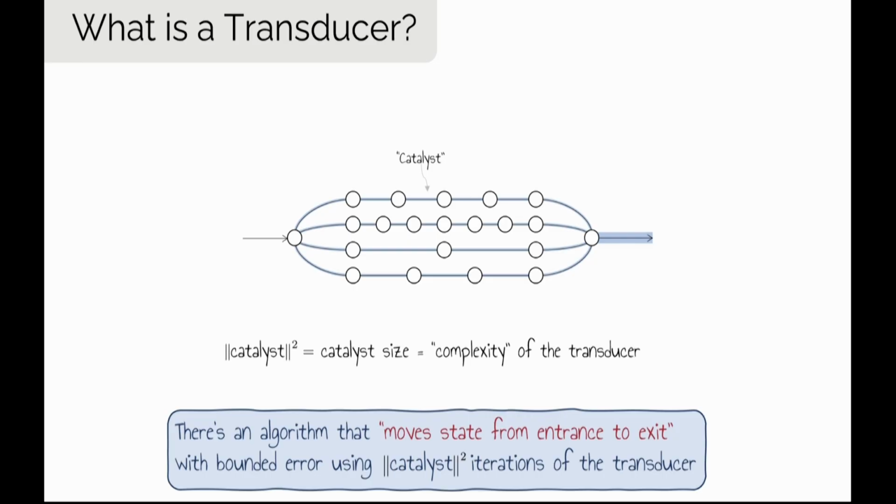Okay, so we call the catalyst size the complexity of the transducer. It's the squared norm of the catalyst. So in this example, the squared norm of the catalyst would be 1/4 times the sum over all path lengths, which is just the average path length. So that's natural to be the complexity of this transducer. More generally, if we turn a transducer into an algorithm, its complexity will be related to this. And so that's why we call this the complexity.